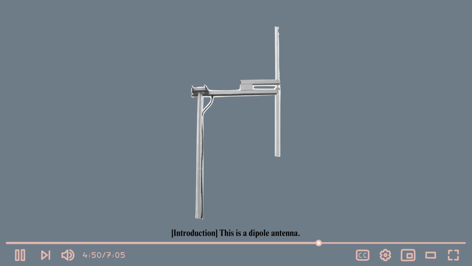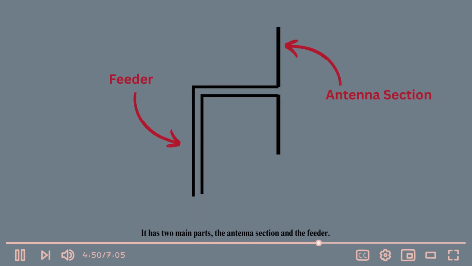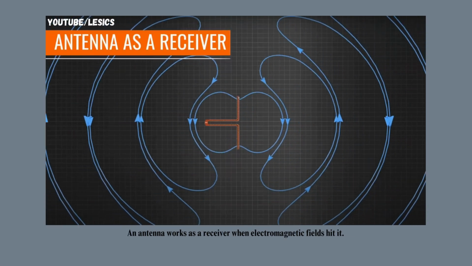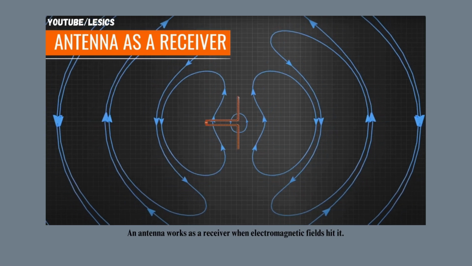This is a dipole antenna. It has two main parts, the antenna sections and the feeder. The antenna section is made of two identical conductive elements on each side. The feeder is the cable that connects the antenna with the radio transmitter. An antenna works as a receiver when electromagnetic field hits it.